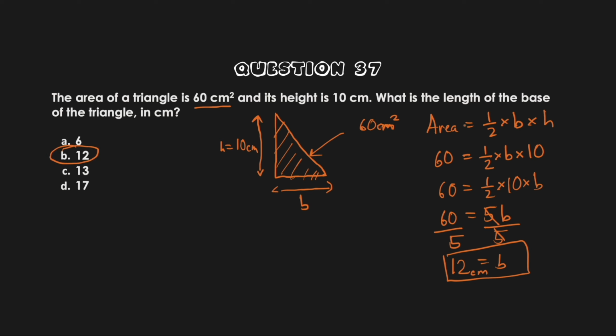So just to back check, you can try area being equal to half times the base, which is 12 from what we worked out, times 10. So half of 12 is 6. So then 6 times 10 is 60. Remember, it's always important to back check your work when you're doing it on a multiple choice exam.